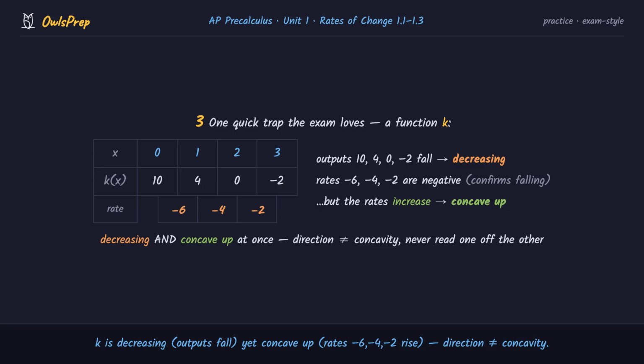One quick trap the exam loves. A function k has outputs 10, 4, 0, -2. Falling, so k is decreasing. But its rates are -6, -4, -2. Negative, yes, but increasing. Increasing rates mean concave up. So k is decreasing and concave up at the same time. Falling, but less and less steeply. Decreasing tells you the direction. Concavity tells you how the rate is changing. Never read one off the other.